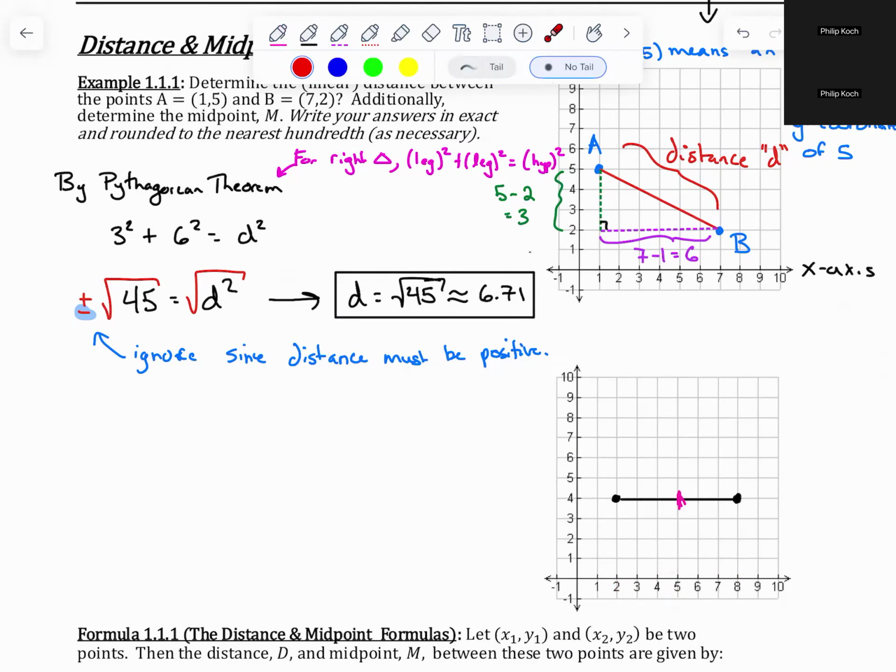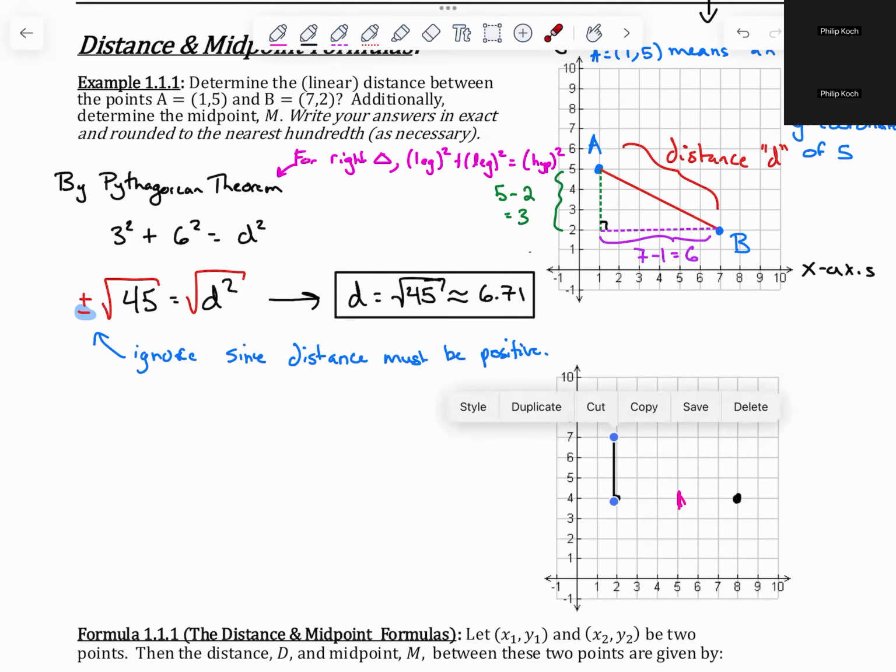The same thing would be true if this was like this instead. We'd take 7 and add 4 to it and get 11. And the midpoint would be 11 divided by 2, which is 5.5.